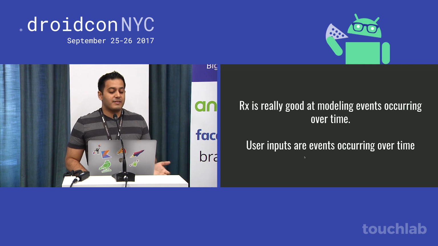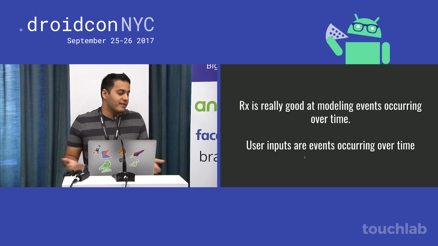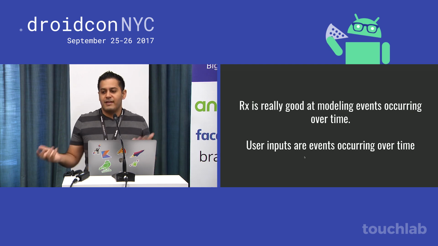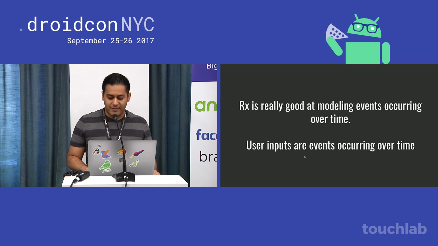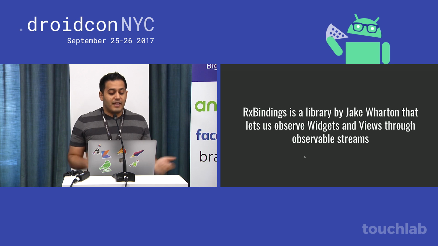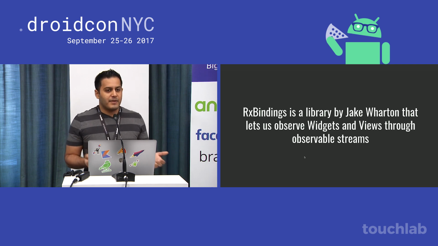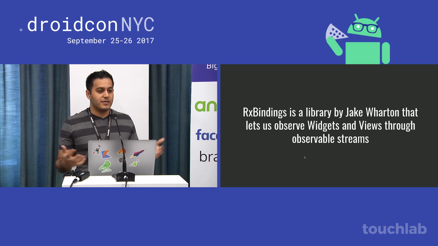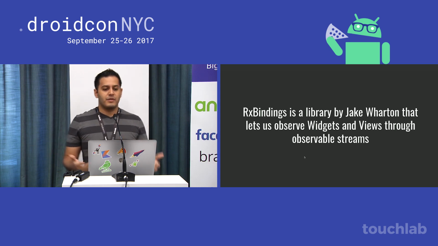Rx is really good for event modeling. That's what it's for. It's really good at modeling events, and UI inputs are a form of events. So if the shoe fits, you should wear it. And actually there's a library for this. RxBinding is a library by Jake Wharton that wraps a whole bunch of views and widgets for you and basically lets you create streams out of those.